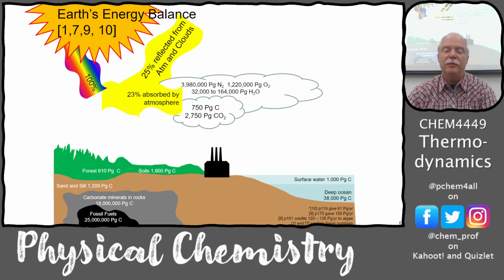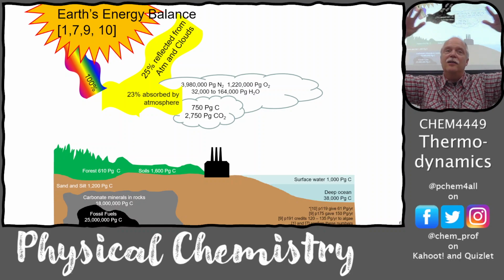23% is absorbed by the atmosphere. Okay, so what kind of things would absorb that? Well, the deep UV, the vacuum UV, is 100% absorbed by the atmosphere. A lot of that creates ions, and that's why they have the ionosphere.